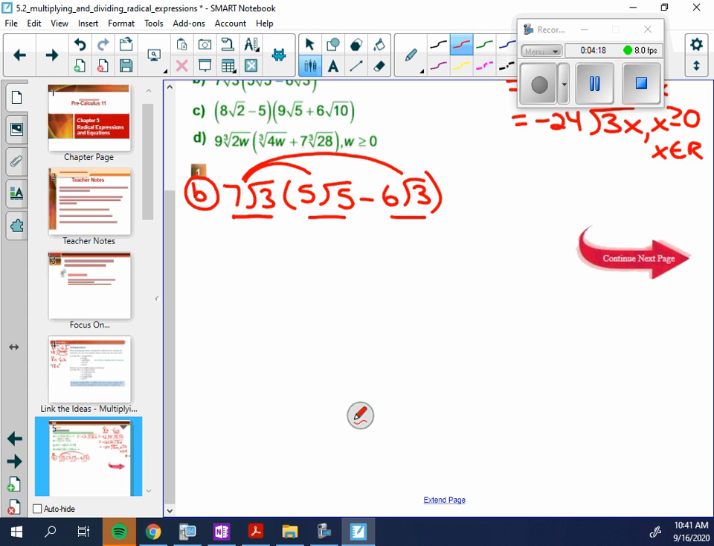Okay? The first one, when we multiply 7 square root 3 times 5 square root 5, multiply the coefficients out front. 7 times 5 is 35. Multiply your radicals underneath. 3 times 5 is 15. Good. So the first one's done. Now the second arrow. Multiply your coefficients out front first. 7 with the negative 6 is a negative 42. And then the radicand. Square root 3 times square root 3. This is interesting. What's 3 times 3? 9. What's the square root of 9? 3. So this is going to reduce down.